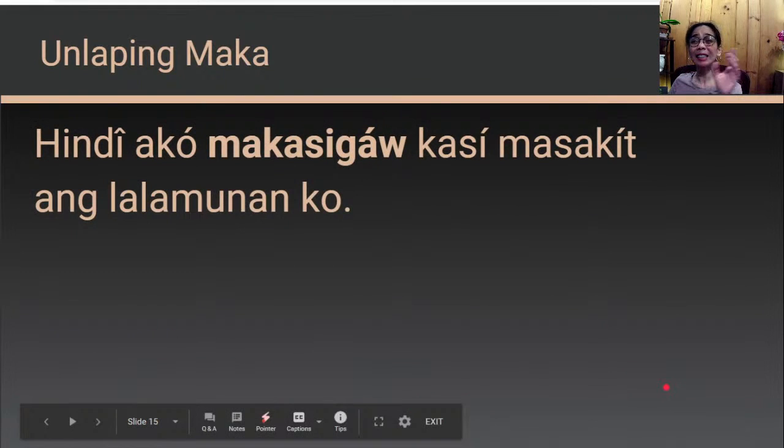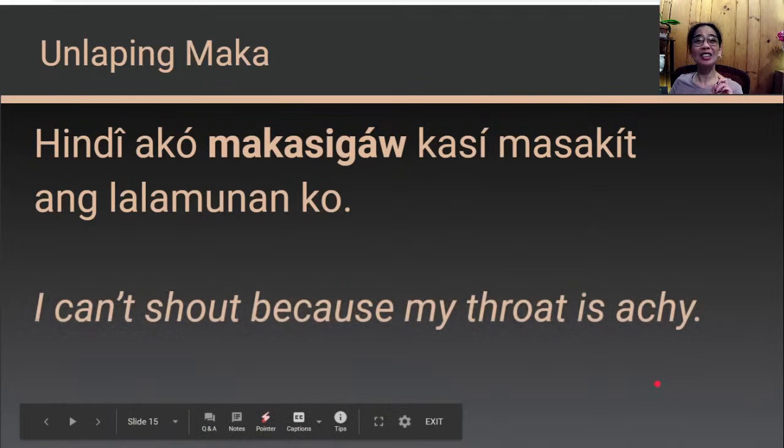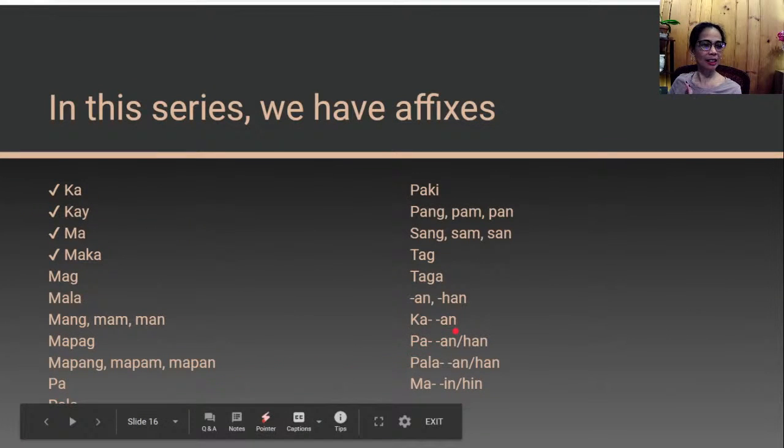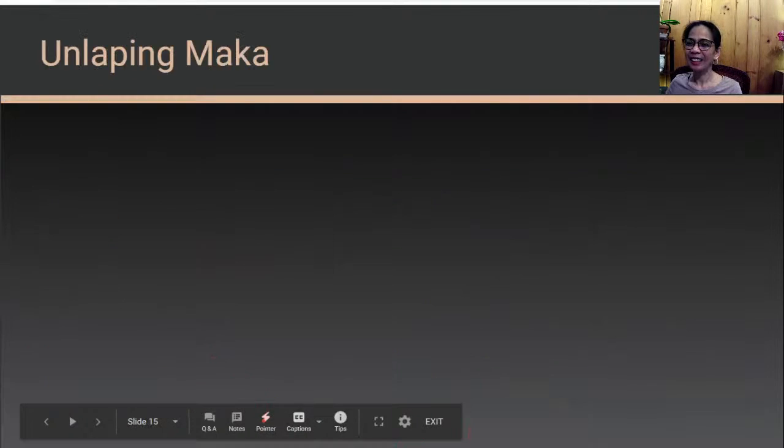Hindi ako makasigaw kasi masakit ang lalamunan ko. I can't shout because my throat is achy. Next, pause it if you need more understanding of the sentence. And in this series, it's a mess.